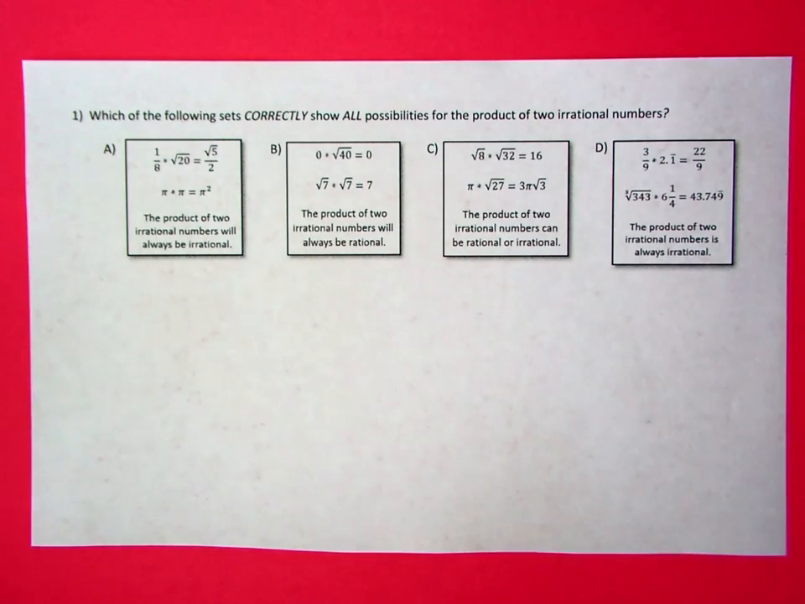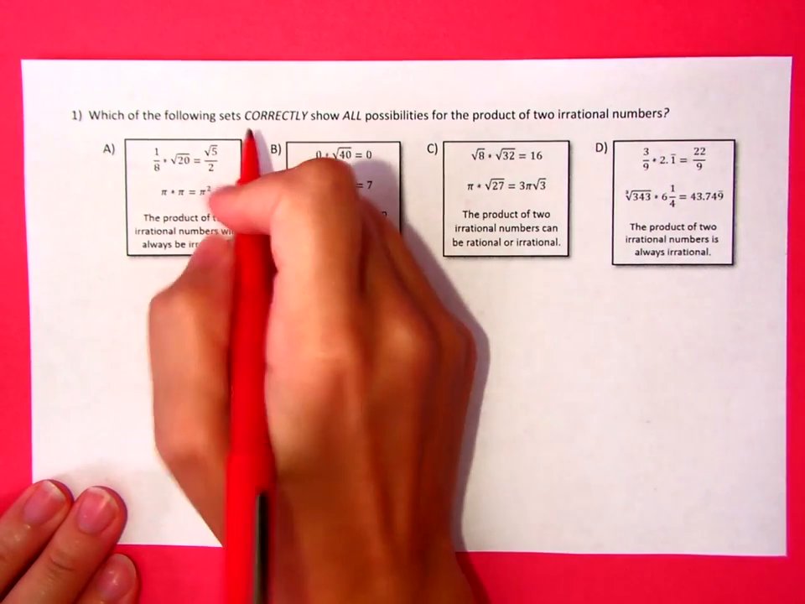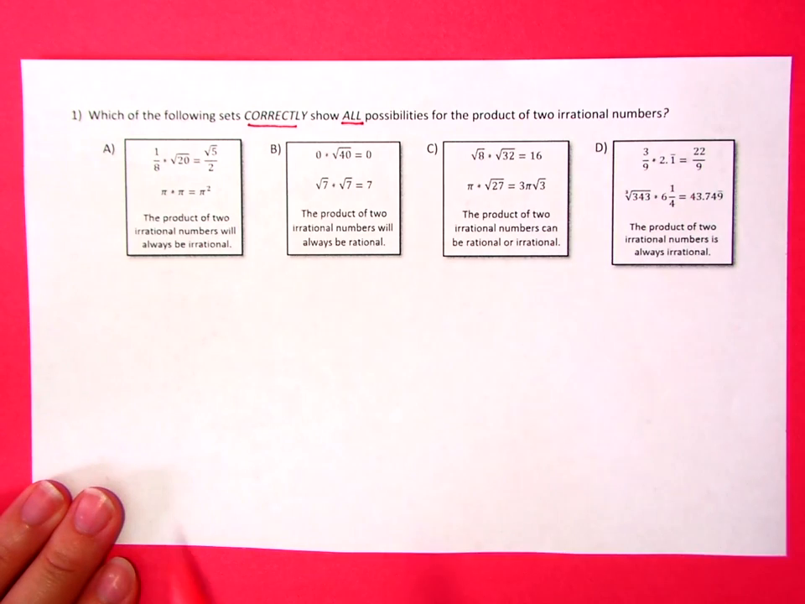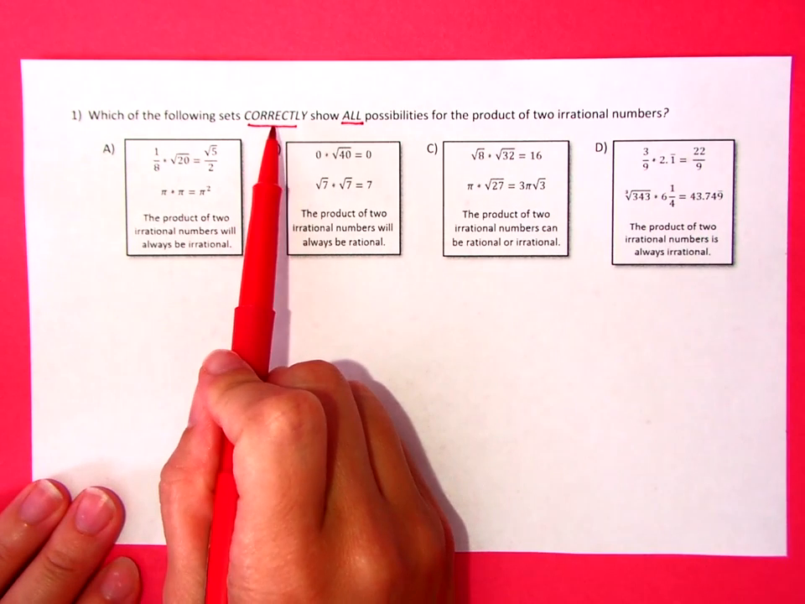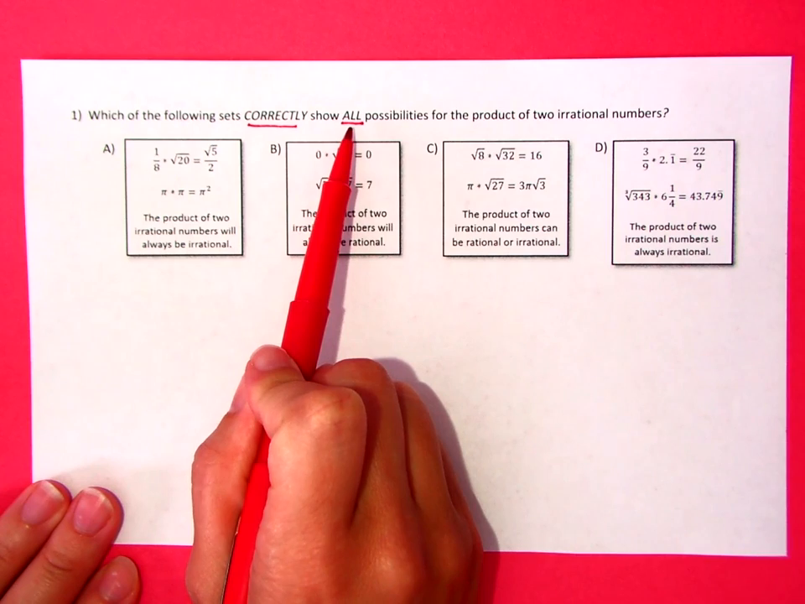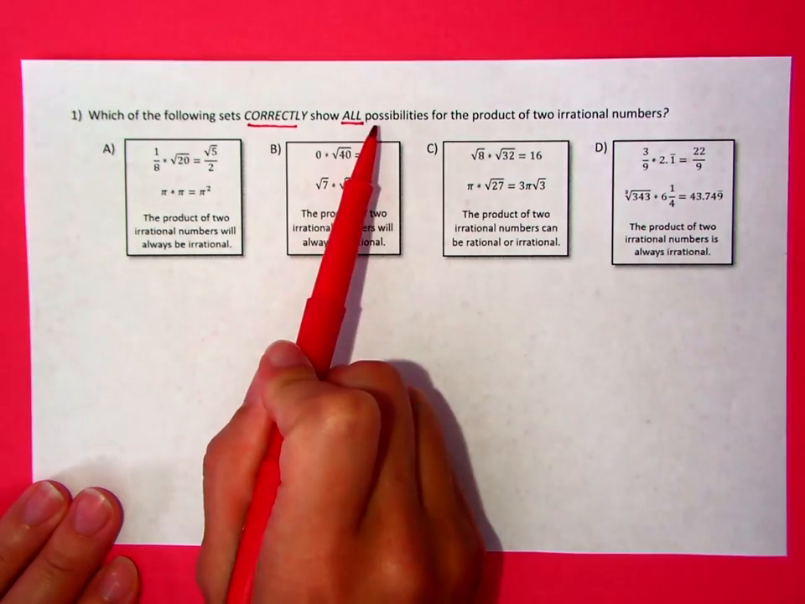This is number 1 on the Algebra 1 EOC study guide. It says, which of the following correctly shows all possibilities for the product of two irrational numbers? A couple things that I see here is it highlights the words correctly and all, which means that I've got to make sure that it's accurate in terms of its math, and I've also got to make sure that the final answer discusses all the possibilities, not just a few, but every single possibility.